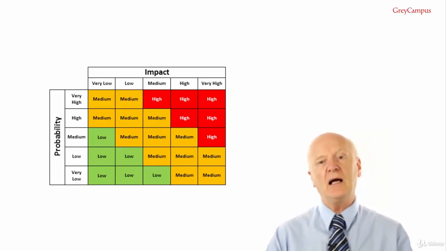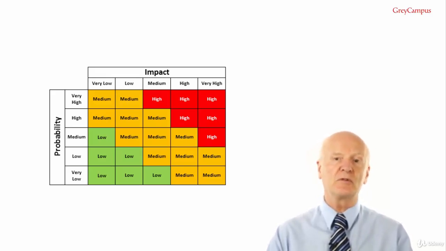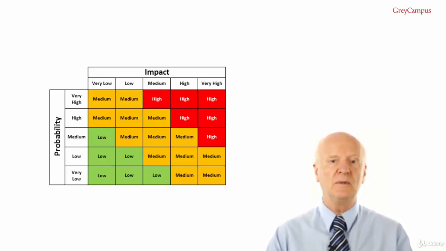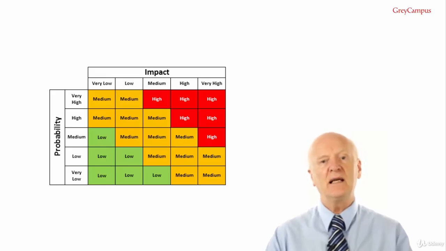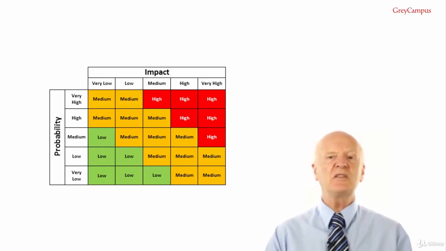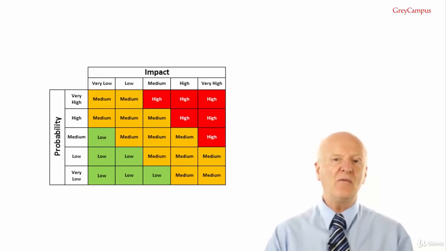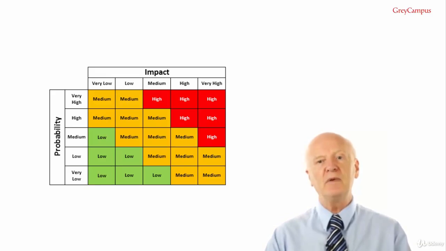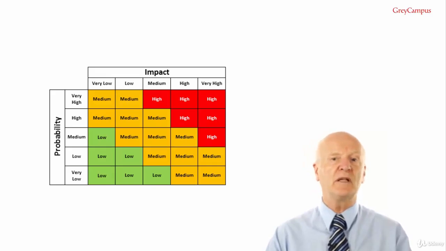You just look along the unlikely row until you come to the moderate column and you'll see that they intersect at a rating of low, and a likely major risk has a rating of high. This works okay for simpler projects, but you can see problems such as very high probability risk with an expected impact of medium, high or very high all have the same rating of high.